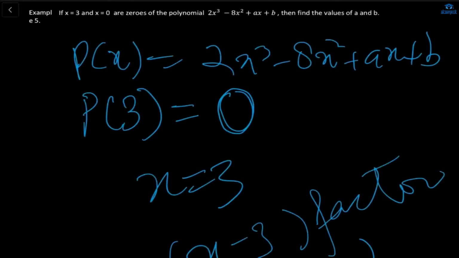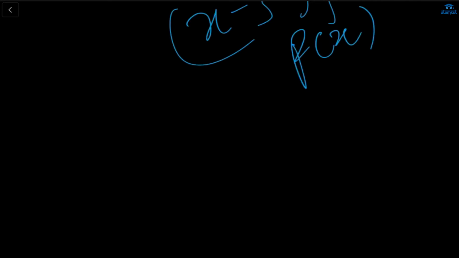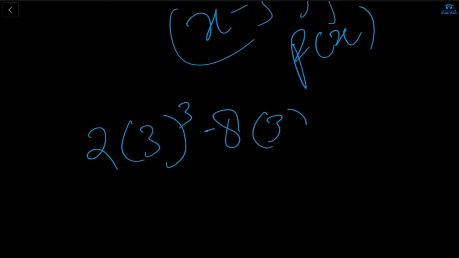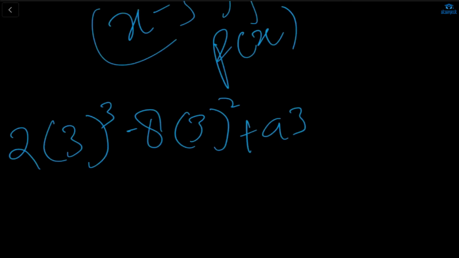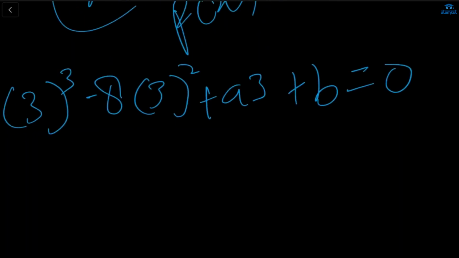Now, here I said that p(3) is equal to 0. Now I'm going to put the value of 3 in the equation. What is the equation here? So the equation is 2 times 3 cubed minus 8 times 3 squared plus a times 3, which means 3a, plus b is equal to 0. So you'll get an equation from this.